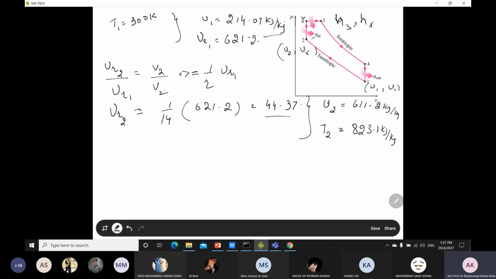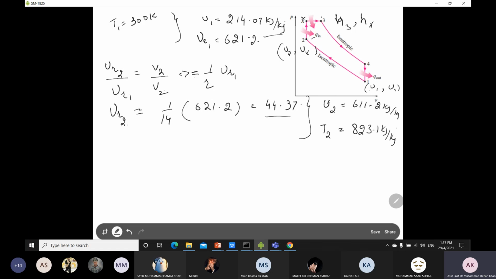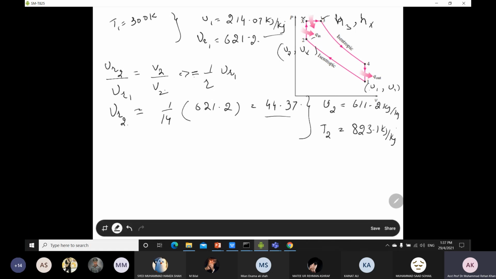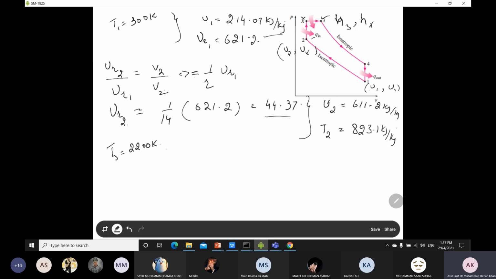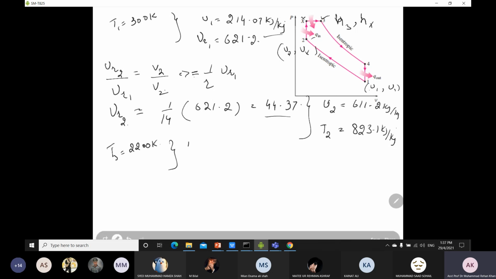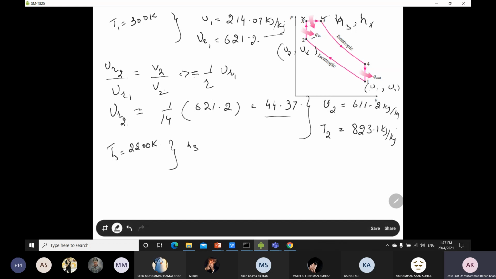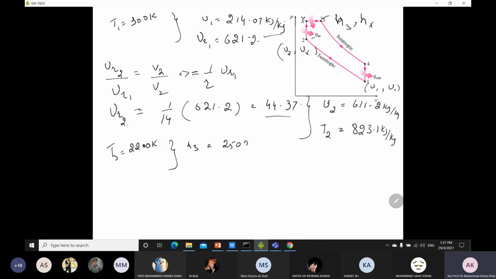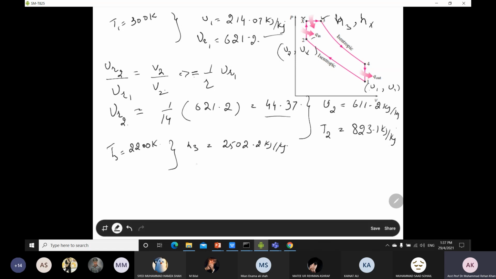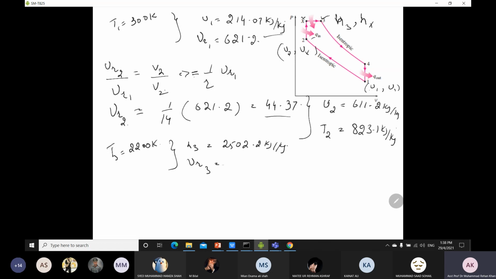Okay, so now coming towards process number 3, which is point number 3, the temperature is given that at the end of the constant pressure heat addition process, the temperature is 2200 Kelvin. So T3 is 2200 Kelvin, which is mentioned in your question. Against this value, from the same table, because it is a constant pressure process, you need the value of enthalpy. So H3 is equal to 2503.2 kilojoule per kg, and we can also take another variable, the relative specific volume at 3, 2.012.